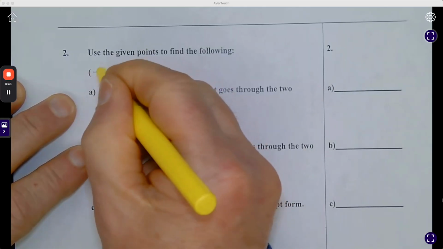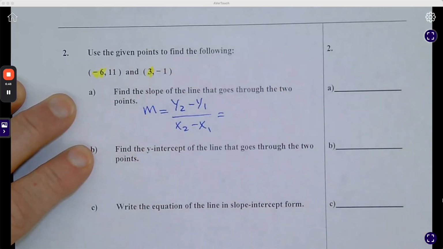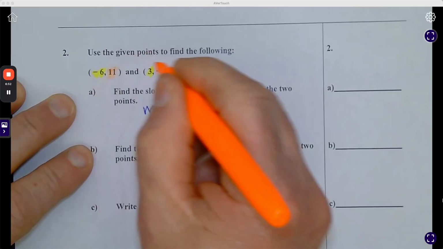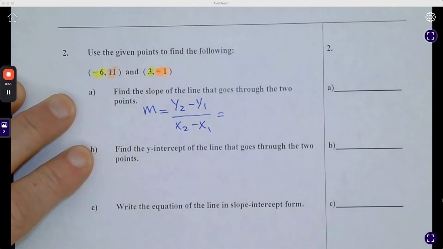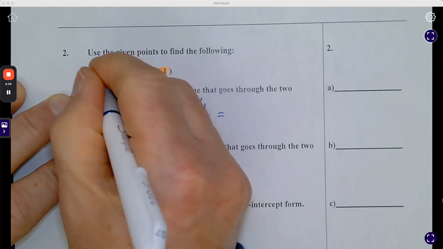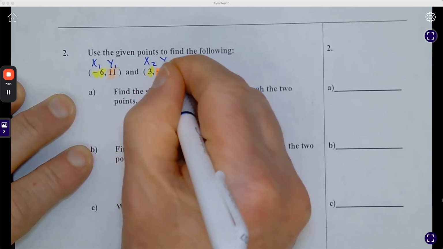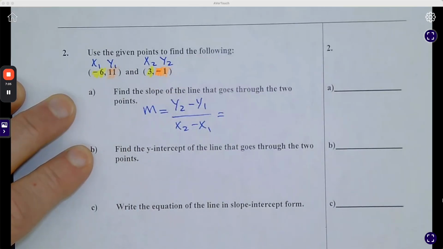You know that these are your x's. You know that these are your y's. Right there. Okay. And then I like to label them. I'm going to call that number 1, number 1, number 2, number 2. All right, let's do it.